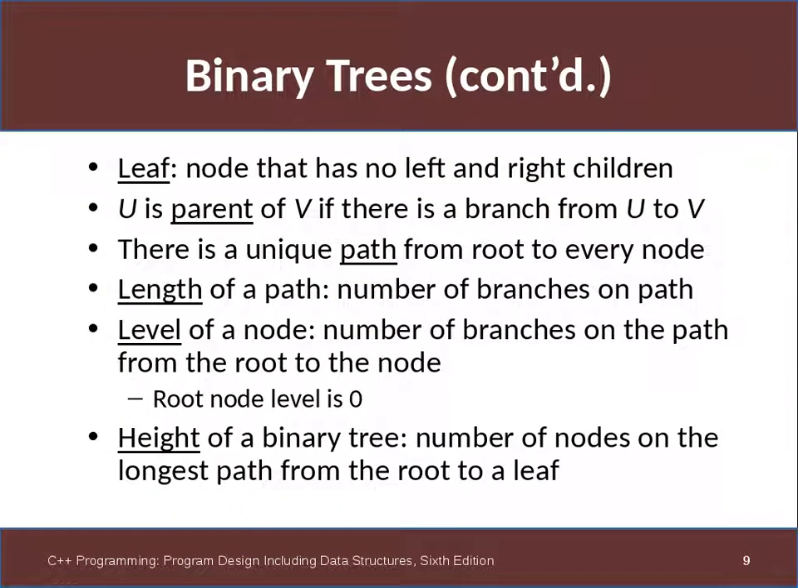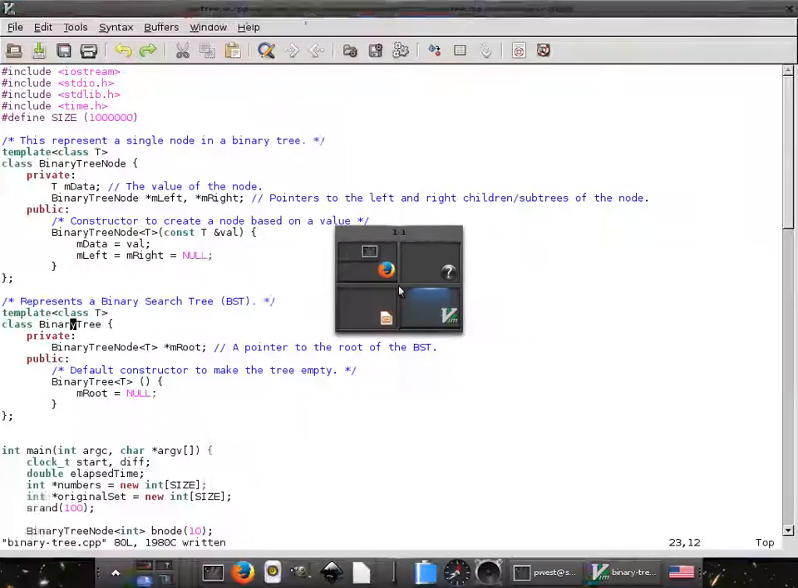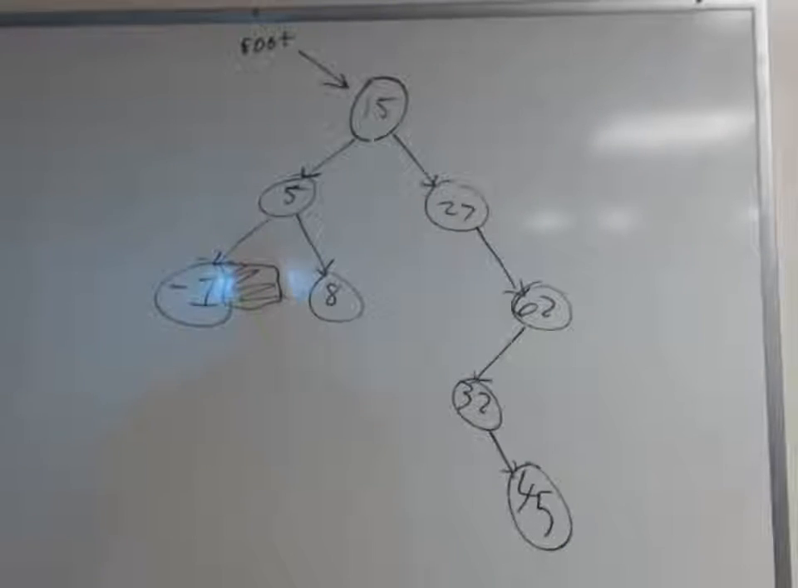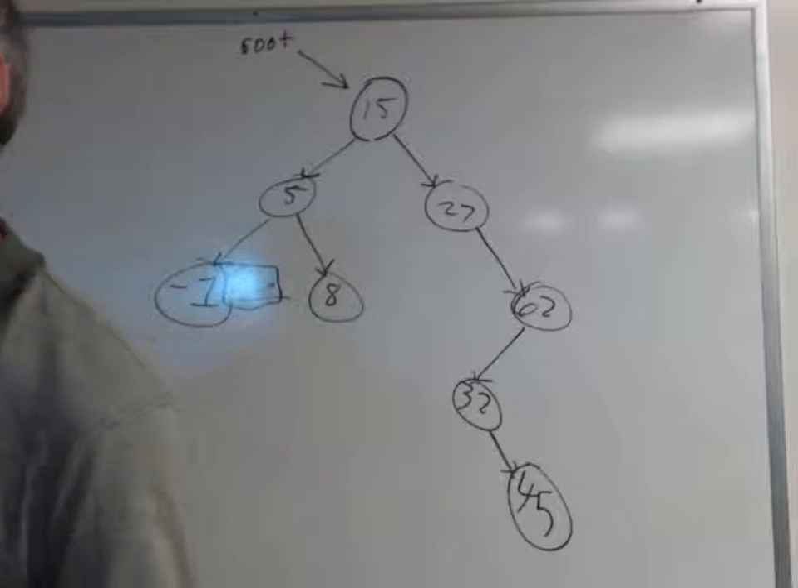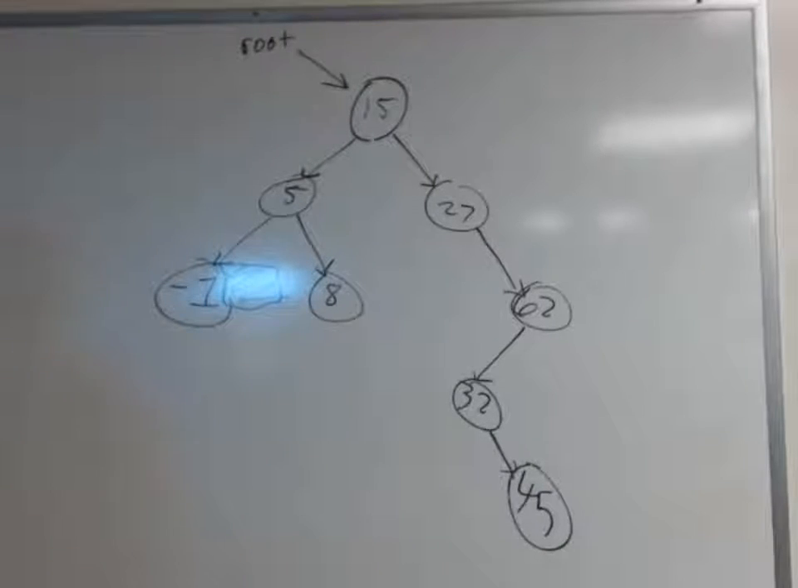The level of the node is the number of branches on the path from the root node. So the root node level is 0. Then what's the level of 8? 2. And the level of 32? 3. So the level of 62? That's its level, the number of branches from the root.